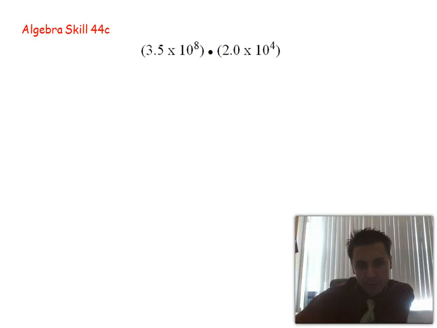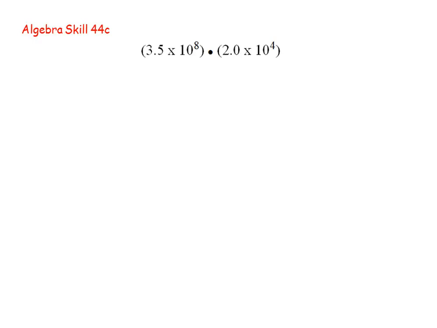All right, and a couple more problems from your Chapter 8 practice test here. Algebra skill 44c, we are given two expressions, and we're going to multiply these together, and you want to simplify is what it says to do. And what this says is 3.5 times 10 to the 8th times 2 times 10 to the 4th. And when I see this, there are terms that we can easily multiply.